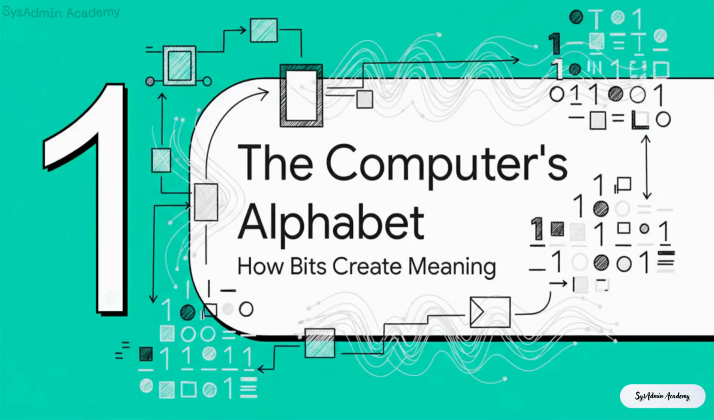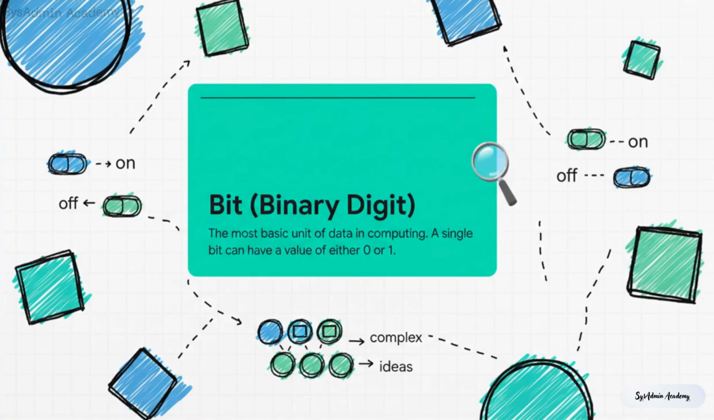Okay, so if it's all just ones and zeros, how in the world does a computer know the difference between, say, the letter A and the number 65? They look totally different to us. The secret, it turns out, is all about how we group these ones and zeros together to create a sort of digital alphabet.